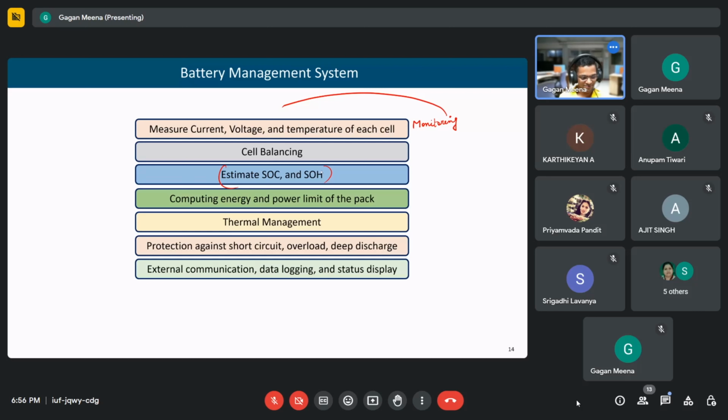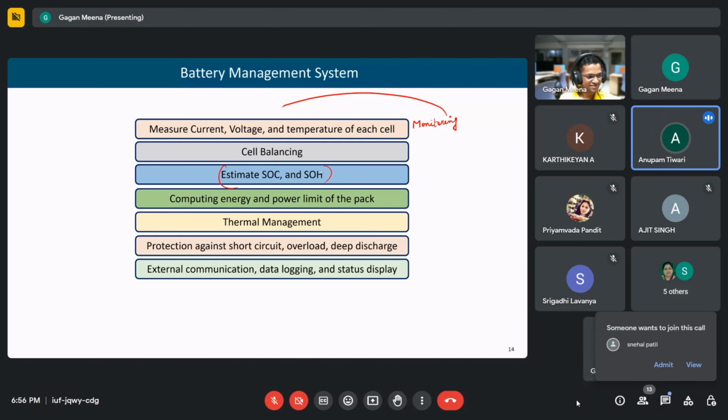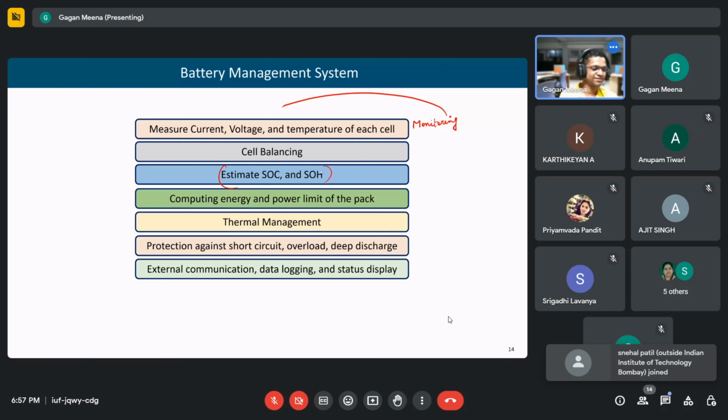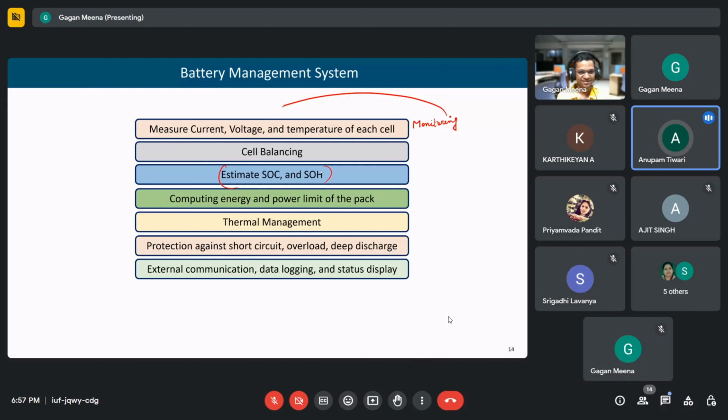Can you tell? Because while discharging, we should not discharge the battery fully. At least 20% should be there. Yeah, that is there. And what are the others? Suppose you are driving a car, would you not want to know how much more distance you can travel with the present state of charge? That is what we have to maintain, at least 20%.